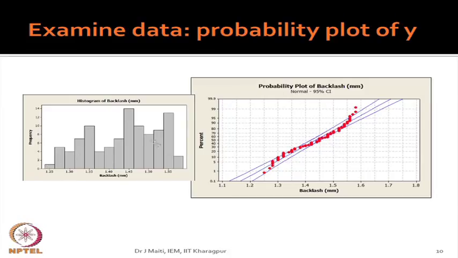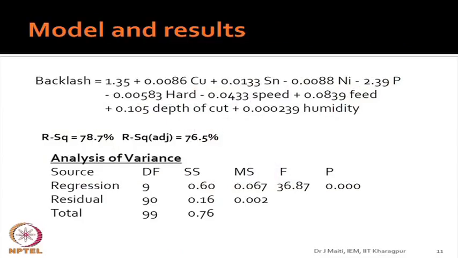If you see the histogram of backlash, it is not perfectly normal. You cannot say this is 100% normal, but there is definitely a little departure from normality. And if we see the probability plot also, there are certain points outside the confidence band. So, it is not 100% normal, but the departure is not so much that we should be worried at this point in time. We can think about those departures after model diagnostics. Then you have to fit the model.